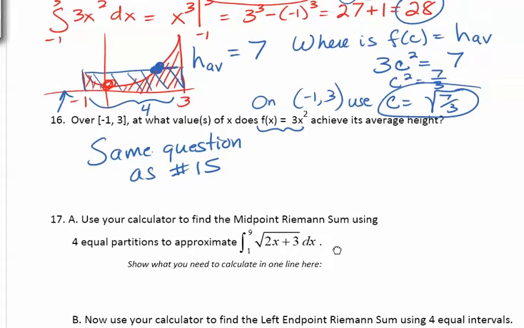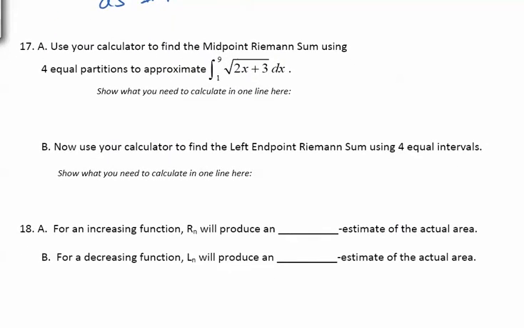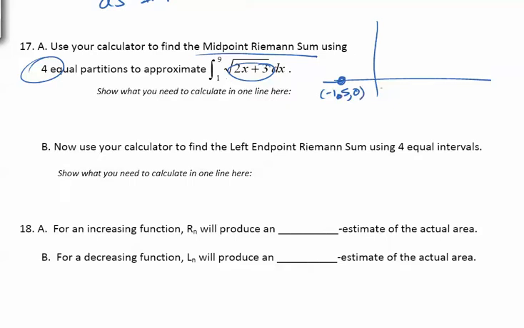All right, a little practice with your calculator. We are going to do a midpoint Riemann sum using 4 equal partitions. So we're going from 1 to 9. Think what this square root graph looks like. What would you put for x if you wanted that to equal 0? You'd have to pick negative 1.5, right? And if we put 0 in for x, we'd be at the square root of 3.